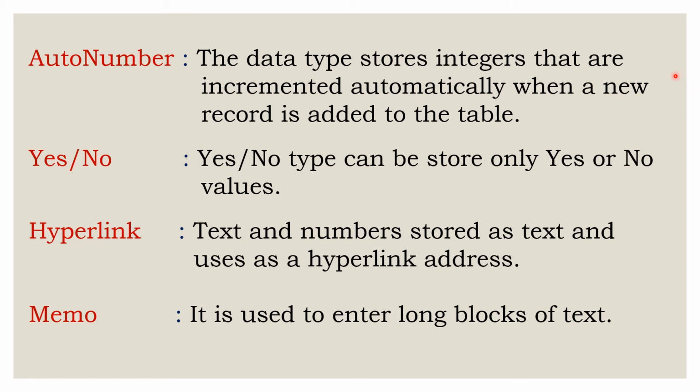Next data type is auto number. The data type stores integers that are incremented automatically when a new record is added to the table. Yes or no data type. Yes or no data type can be stored only yes or no values. Hyperlink. Text and numbers stored as text and used as a hyperlink address. Memo. It is used to enter long blocks of text.